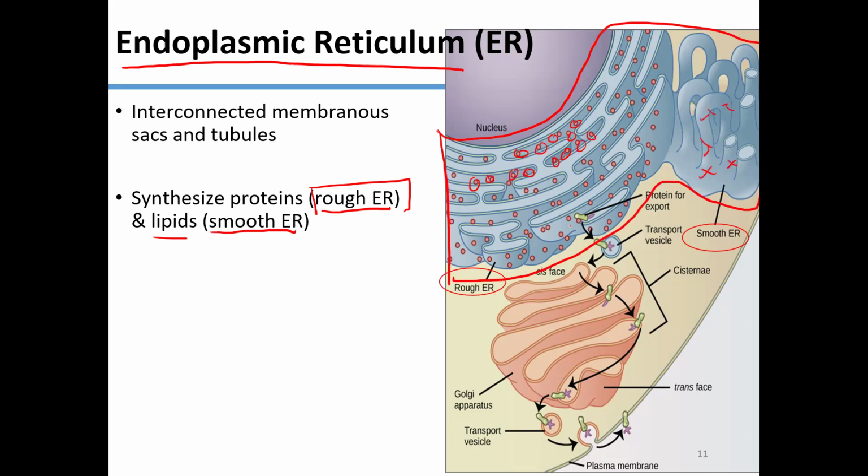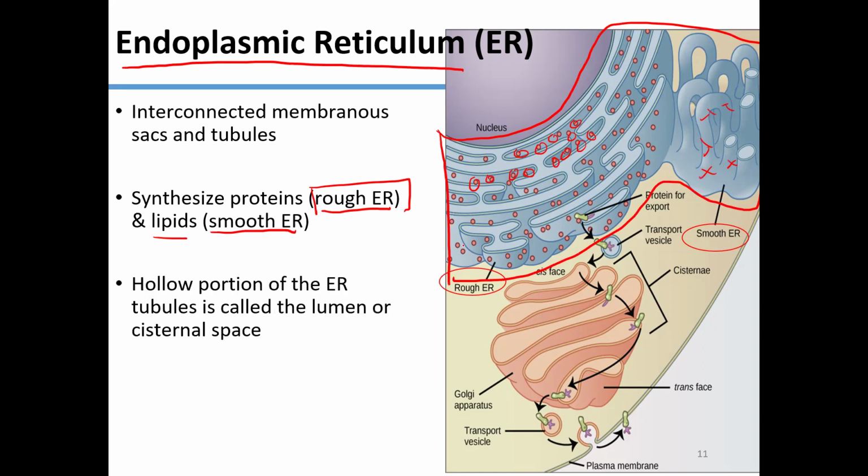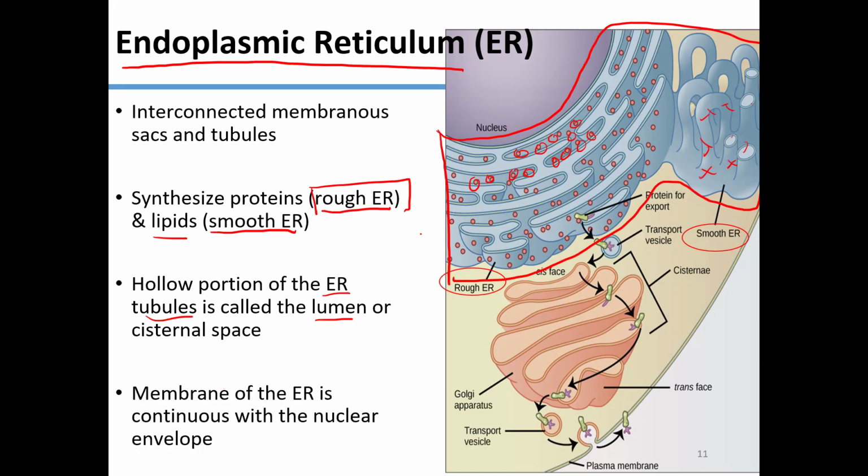So again, the rough ER is going to look bumpy. It's going to have all of our ribosomes. And then our smooth ER are not going to have anything on them themselves. Now, one important thing is the ER tubules, which are going to be all of these pieces here, here, and here, are going to be known as our lumens. And again, the membranes of the ER are going to be continuous with the nuclear envelope. So again, you can see the nucleus here, nuclear envelope, and it's going to be continuous from that because it's going to essentially be an extension from it.